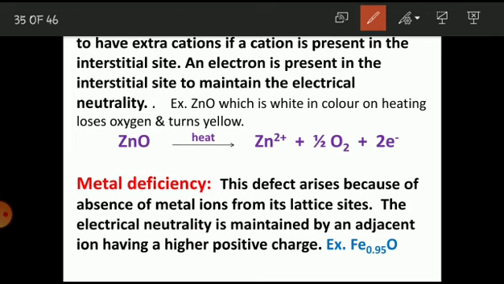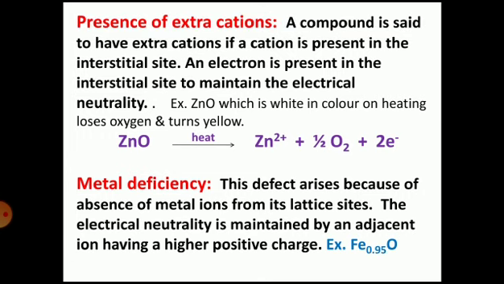The second defect is metal deficiency defect. This defect arises because of absence of metal ions from its lattice site. So when the metal ions are absent from its lattice site, the metal deficiency will take place. The electrical neutrality is maintained by an adjacent ion having a higher positive charge, and the electrical neutrality of this defect can be maintained by adding the highest positive charge of the same ion.